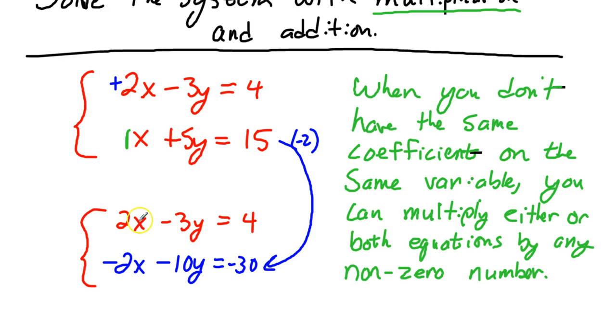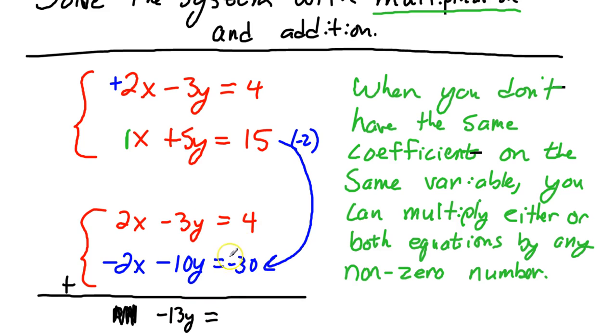And now that you've got the positive 2x and the negative 2x, they'll cancel each other out. And then we can just go ahead and start adding this together. So we've got 2x minus 2x, that's 0x, that's gone, that's what we want. Negative 3 minus 10, that's a negative 13y. And 4 minus 30 is negative 26. Alright, divide those two and that gets you y equals 2.